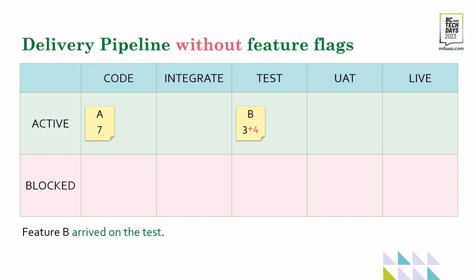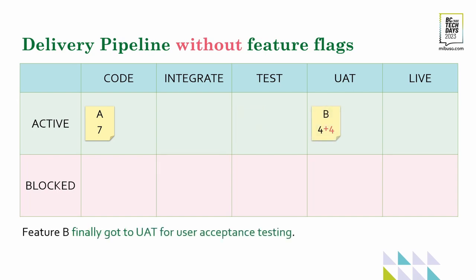And then we can pass it to a UAT state. So this was a typical pipeline, and you can see that feature B was stuck in a blocking phase for the same time as was spent on its development. And of course, it delayed our release for feature B, and this is not what we want. So let's look at how this pipeline can be transformed with feature flags.